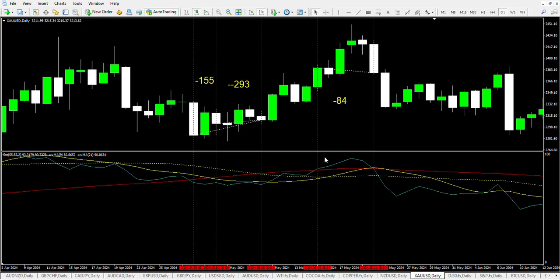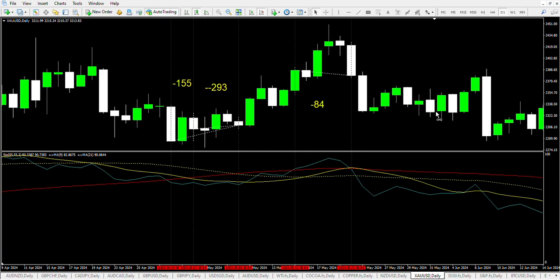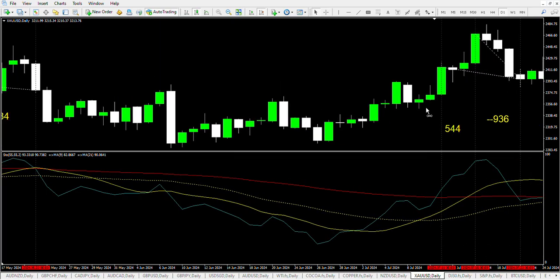Here's a loss. It came up, valid buy, and I think the 9 crossed, and then the blue crossed at the same time. So that's a loss of 8.4.